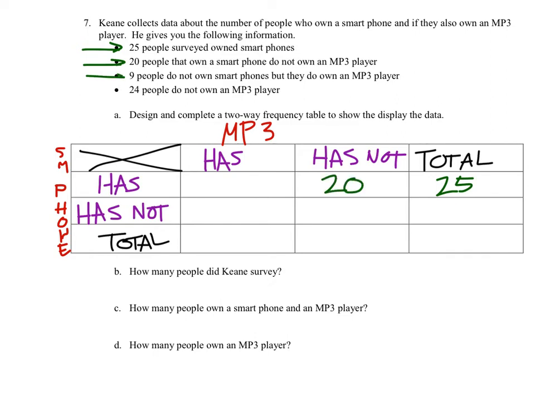The next bullet point, 9 people do not own smartphones, but they do own an MP3. So has not smartphone, but has MP3, 9. And then finally, the last bullet point, 24 people do not own an MP3. So that's MP3 has not, 24. So now that we've gone this far, take a moment and fill out the rest.